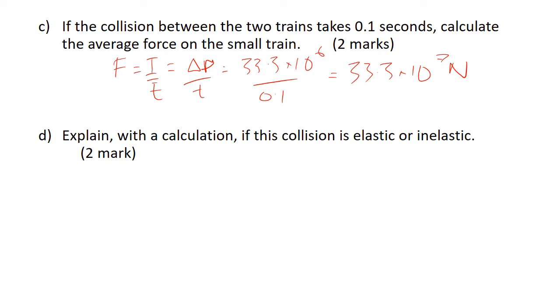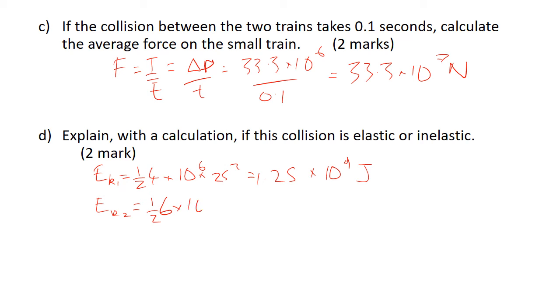Okay, is the collision elastic or inelastic? So we've got to compare kinetic energies. You must do the calculation here. So our kinetic energy before the collision was just the kinetic energy of the large train, which is 1.25 gigajoules, times 10 to the 9 joules. Now our kinetic energy of our objects after the collision, so this is 6 times 10 to the 6 kilograms times 16.7 squared, and that's 8.3 times 10 to the 8 joules. Please excuse my messy writing.